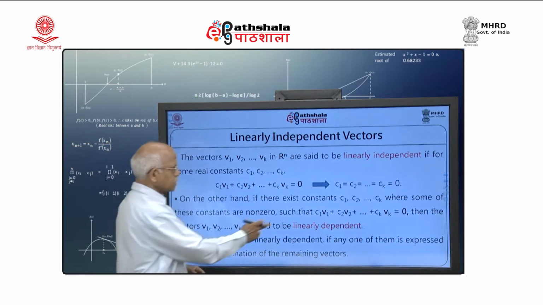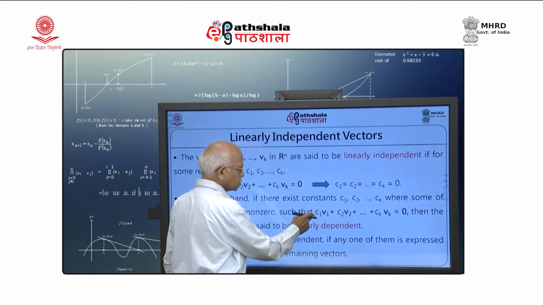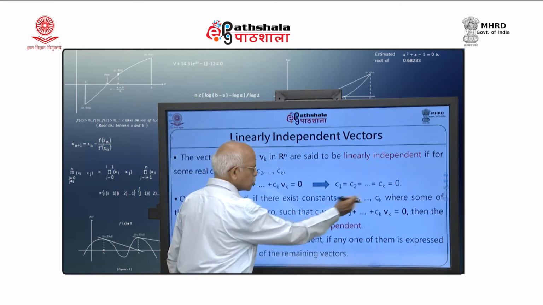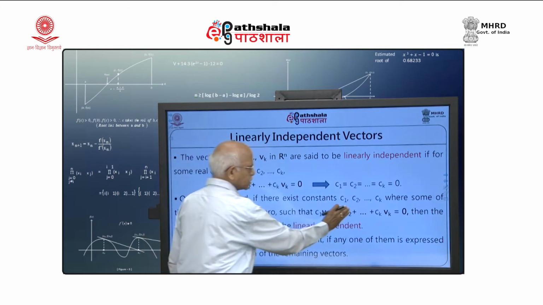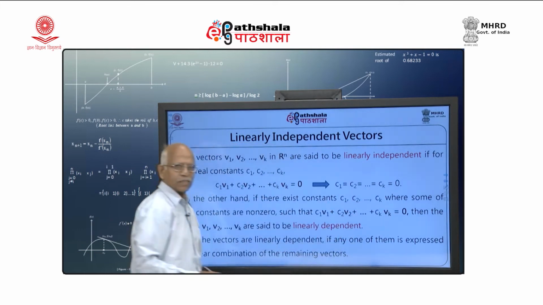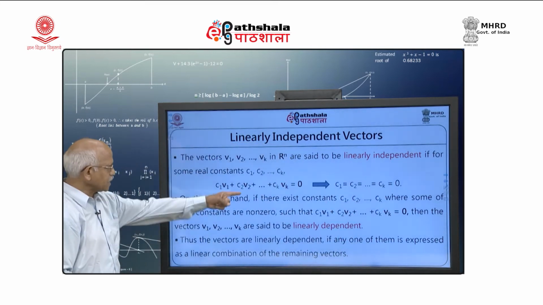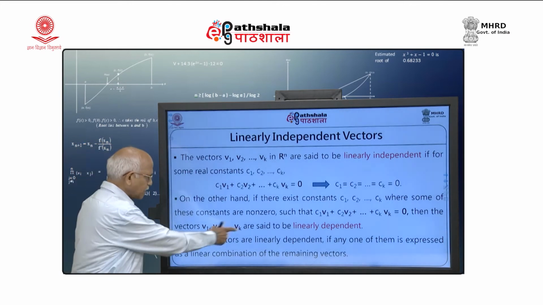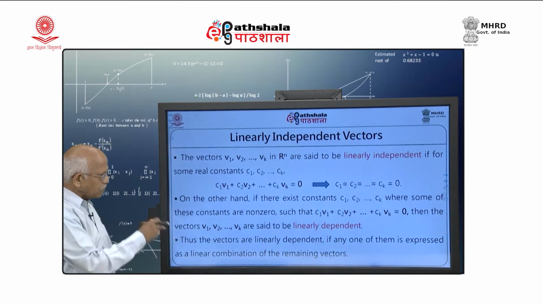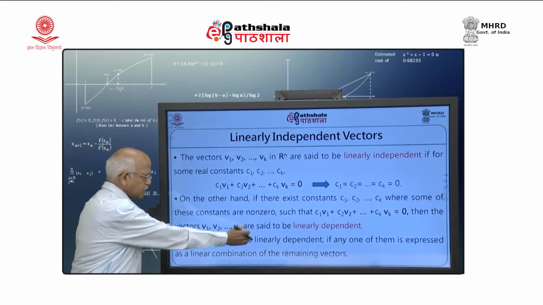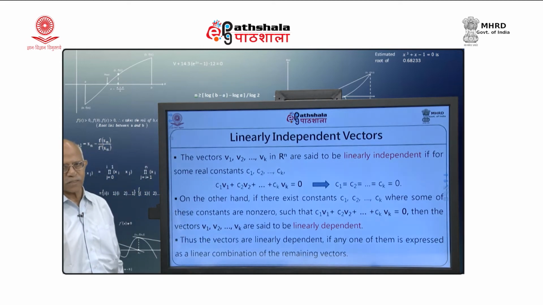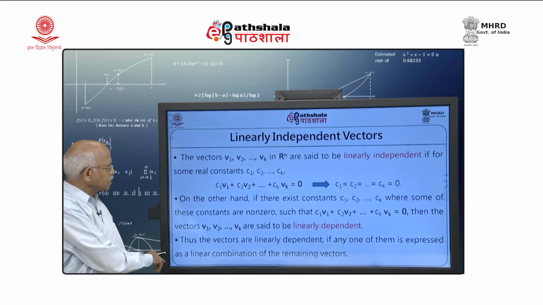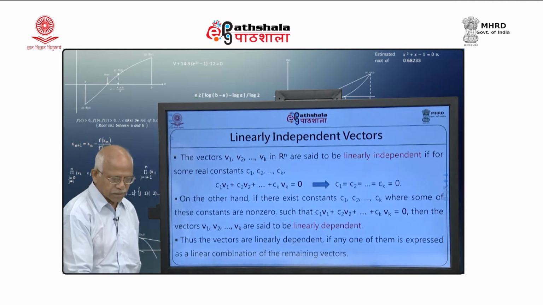So, suppose that C 1 is non-zero, then I can express V 1 in terms of the remaining vectors by taking the rest to the other side and dividing by C 1. Therefore, the vectors are linearly dependent if any one of them can be expressed as a linear combination of the remaining vectors. And if I cannot do that, the vectors are said to be linearly independent.